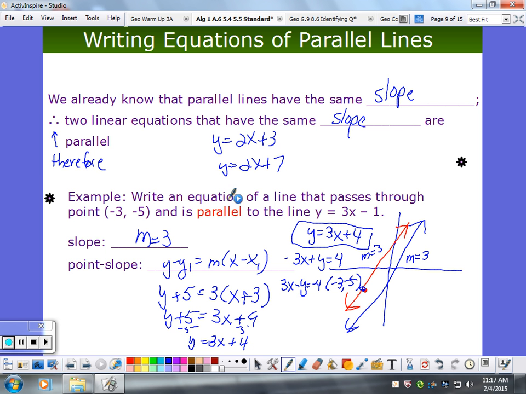But questions on this? This becomes hard for some people. I just want to make sure. I don't want it to be hard. They gave you the point. I know the slope will be the same as this line. Use point-slope. Questions? No.